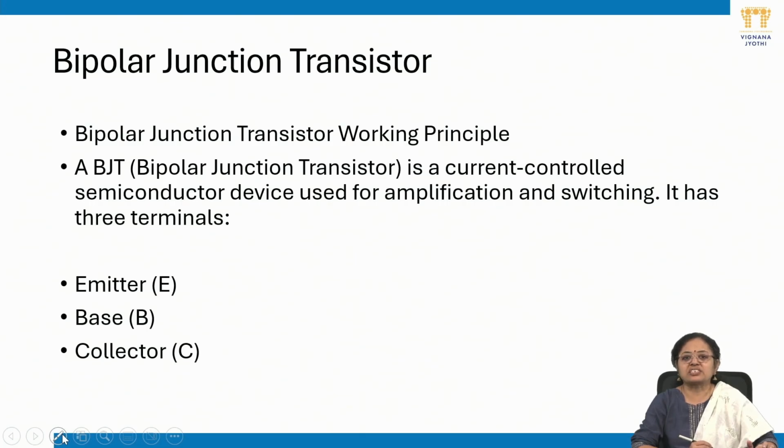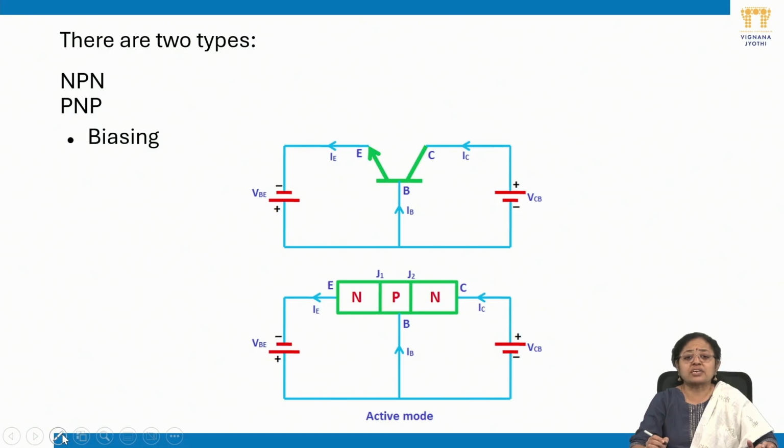A bipolar junction transistor is a current controlled semiconductor device which is used to perform amplification and switching. It has basically three terminals: emitter, base, collector. There are two types of BJTs, NPN and PNP. Sandwiching P type semiconductor in between two N type semiconductors, we get an NPN transistor.